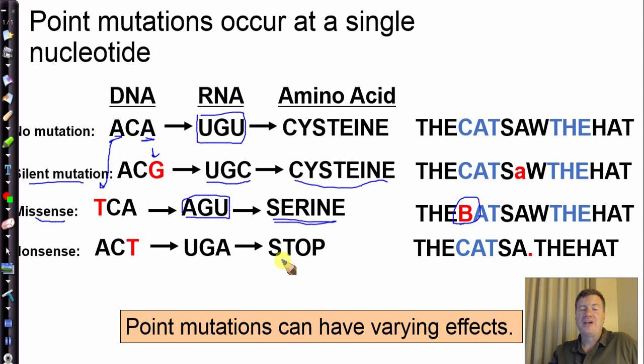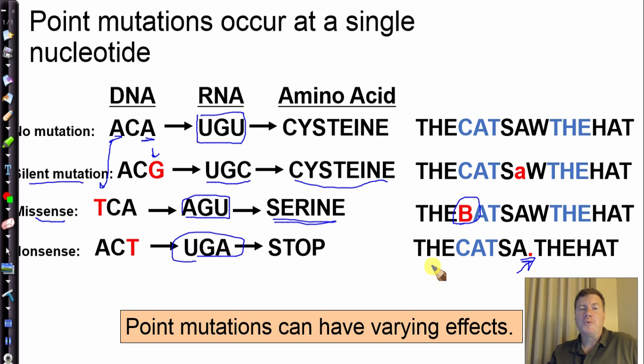A nonsense mutation is when we put in one of those stop sequences by mistake, and I just put in a period here to represent the stop sequence: the catsa. And if that's all you knew, you don't know anything else. If this was an amino acid sequence and we had just that, that would be a protein that would fold up into the wrong shape and wouldn't work. So nonsense mutations are pretty serious.